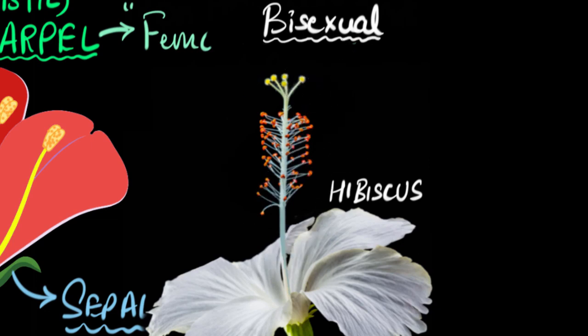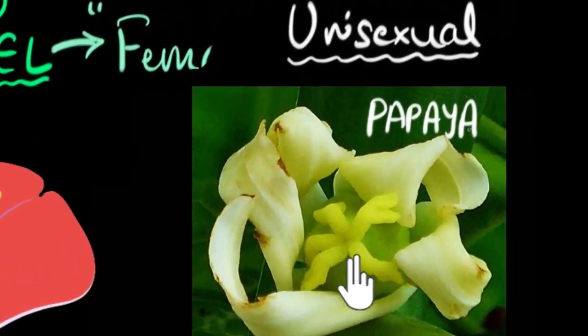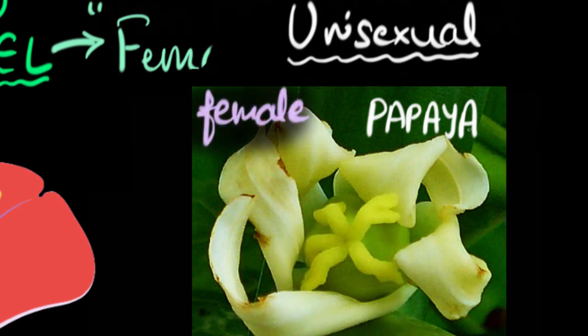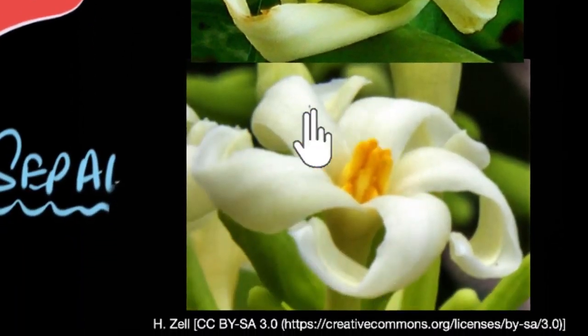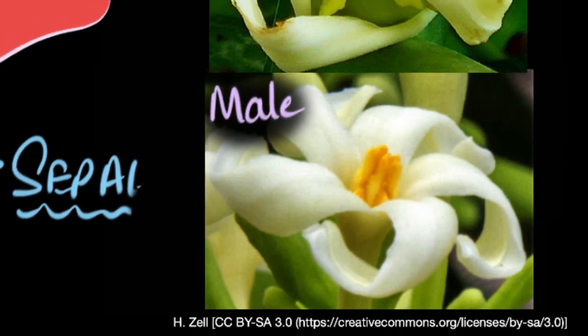On the other hand, if you look at papaya flowers, if you look at the top flower, what you're seeing are only the carpels. Of course, there are 5 carpels over here, but only the female reproductive part is present, only one sex. Therefore, this is a unisexual flower. And since only female reproductive parts are present, we will call that the female flower. On the bottom, we have another papaya flower itself, but this one only contains the stamens, the male reproductive part, and therefore, this one will be a unisexual male papaya flower.